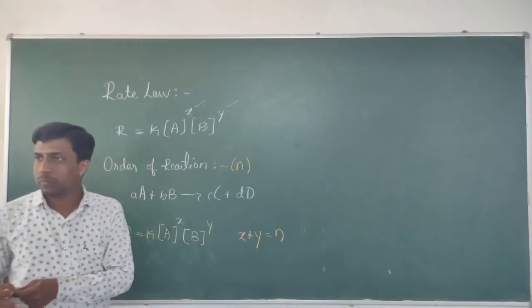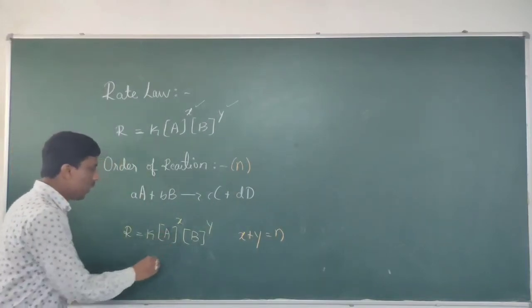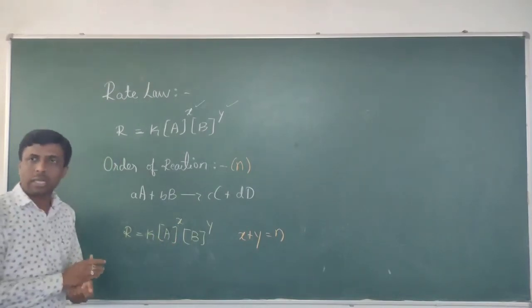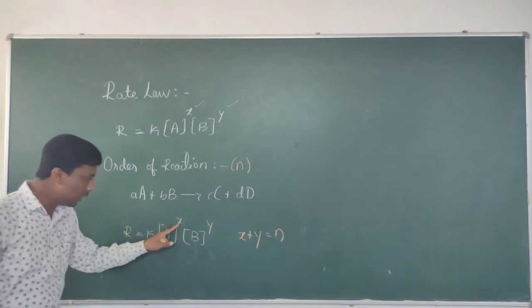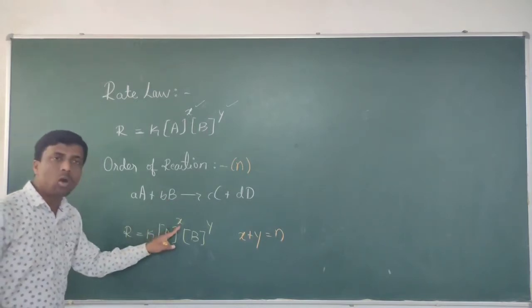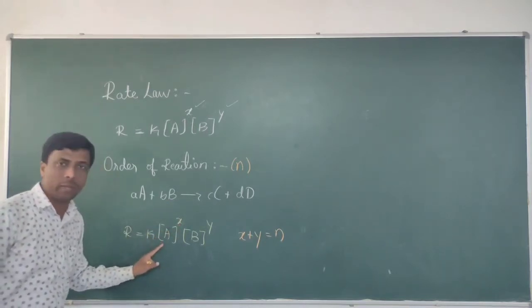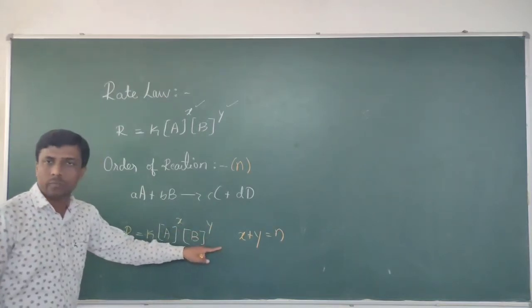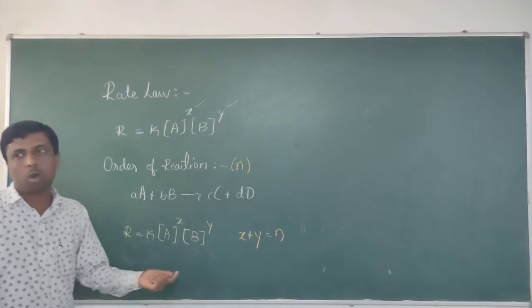I want the order of the reaction with respect to each reactant also. That is different. Here, x is the order of the reaction with respect to A, and y is the order of the reaction with respect to B. x and y may be the same or may not be the same.